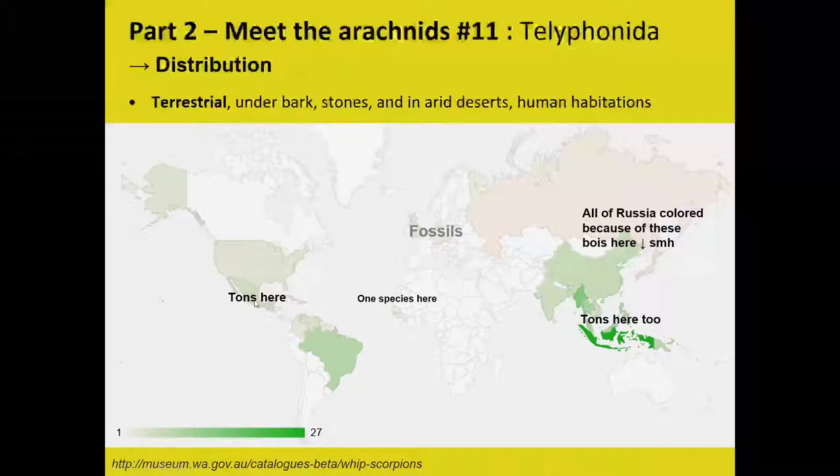You can find them mostly in Mexico and North America, but also a lot in Indonesia. All of Russia is in a pale orange because there is one species here at the tip, right here, a single species, but not over there in Siberia. They need hot climates, so not Alaska, obviously. The beautiful maps come from an Australian museum website, which has incredible maps of these and others. They are mostly found in tropical and arid deserts, and also in human habitation. If anyone is living in Arizona or Texas, you may already know about vinegaroons.